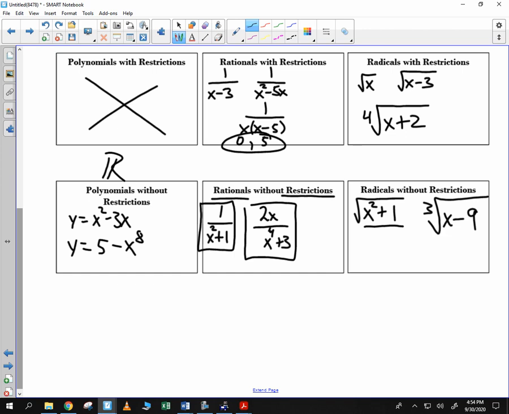I told you I'd go back to the rational one. How about this? 3x over the square root of x to the 4th plus 2. Looks like a crazy function. When you look at it, you say, oh, this is always going to be positive. It'll never be negative, and it will never be 0. So all real numbers would suffice there as well.